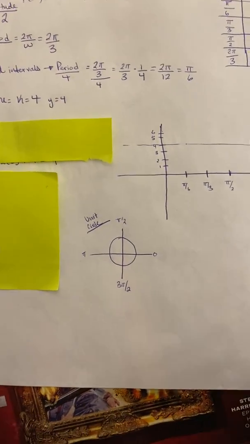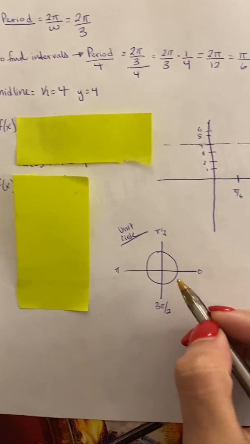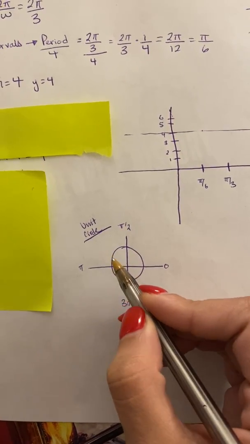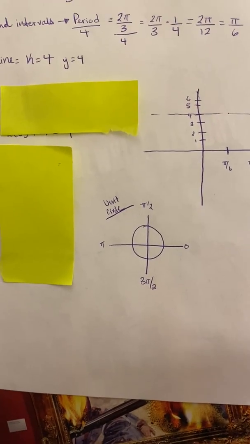So first, remember our unit circle. Remember that the magic thing about our unit circle is that it has a radius of 1. So in any direction, the edge of this circle is 1. And that's how we can figure out our coordinates.